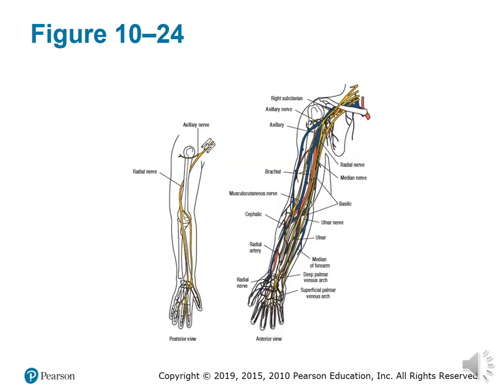Here are your arm veins, arteries, and your nerves. You see it. Your veins are blue, your arteries are red, and your nerves are yellow.